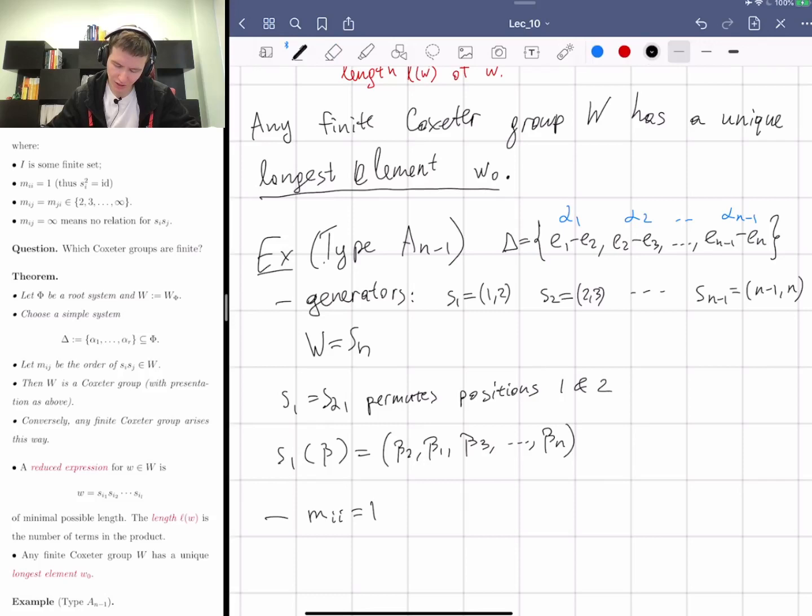Why is that? Yes, because Si squared, when you reflect twice, you get back to the original. So that's true, and that is consistent with one of the axioms for the Coxeter group.